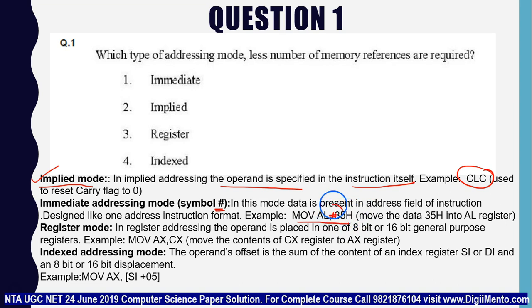So I want to move this value to this register AL. Then you have register addressing mode, where you need 2 register references. Then you have indexed addressing mode. For example, this is an example of indexed addressing mode, where you are going to give some kind of displacement with the register. As we have to choose only one answer, the correct answer here will be implied addressing mode, because in case of implied addressing mode you do not have to specify the address of any register or the address of any memory location.